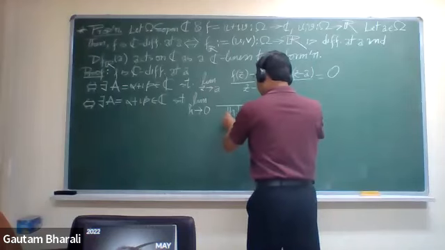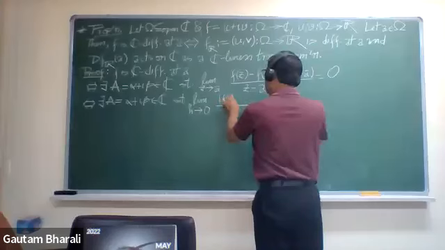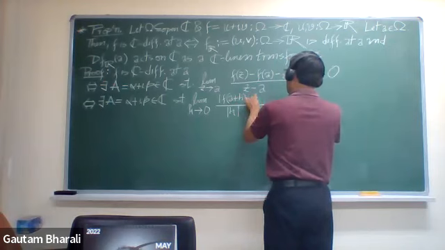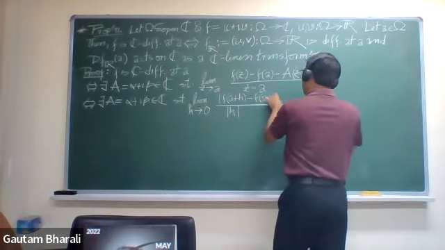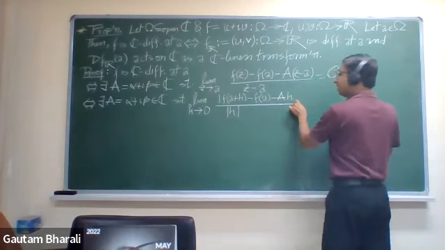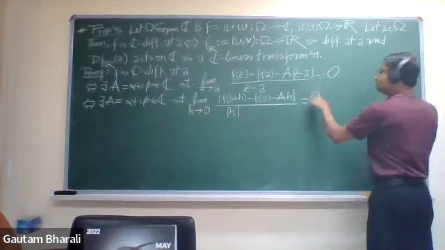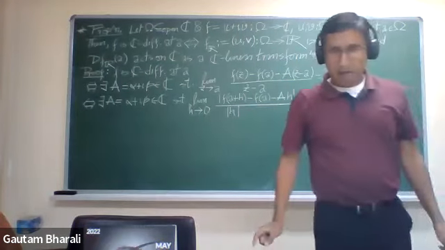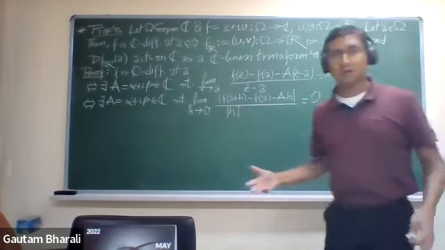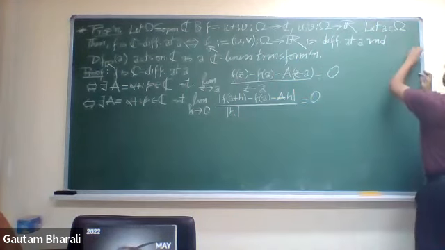So I have mod of h downstairs, and then I have mod of f of A plus h minus f at A minus A times h, the same complex number capital A times h, but I now put a modulus here. This is equal to 0. Okay, so now let's do some arithmetic. So this is sort of rough work.